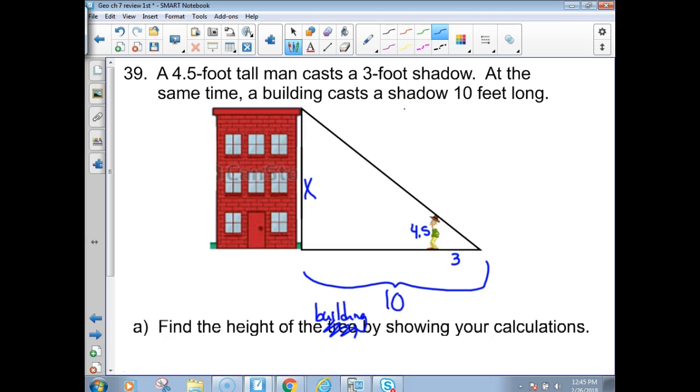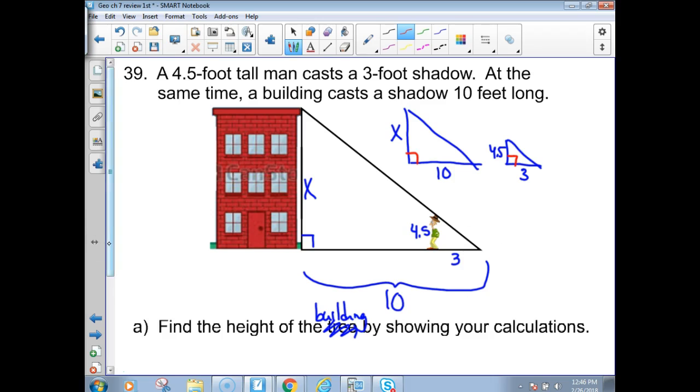So if you think of this as one big triangle versus one small triangle, and I know I'm not drawing these to scale because I've made this shorter than that on my picture, but regardless, we're talking about similar triangles. And because we want to assume that we stand up straight, there's a right angle, and buildings are built perpendicular to the ground, then this would be a right angle. Find the height of the building and show your calculations.